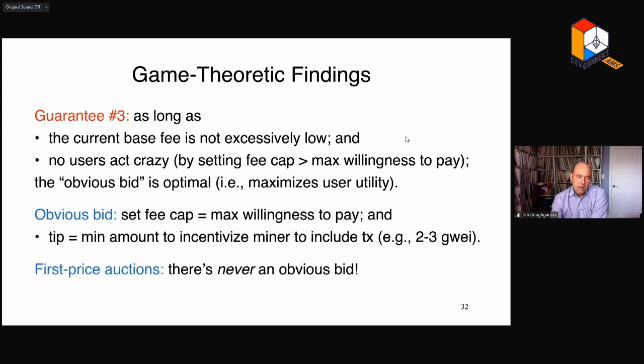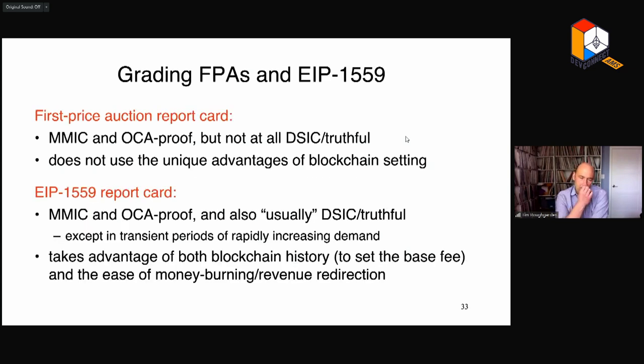Okay. And so just to recap the report card. The status quo had been first price auctions, which conceptually were unsatisfying because they made no use of the idiosyncratic advantages of the blockchain setting. They were robust to manipulations by block producers and by cartels. That was good, but it's very cognitively difficult to figure out how to bid in them. There's never a situation in which it's easy to figure out how you should bid in a first price auction. It doesn't matter if demand is stable or not. It's just never easy to figure out what you should be bidding.